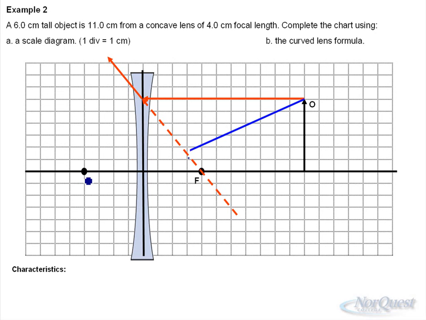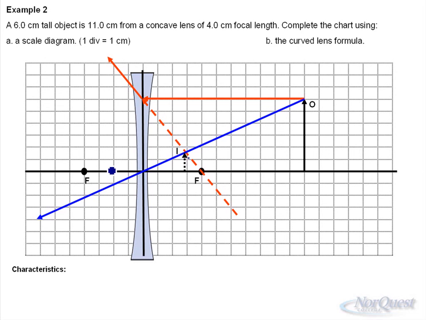The second line we draw again is right through the optical center because it passes undeflected, so no refraction in this case. And then now that I've got two rays, I can draw the image. Notice because one of those rays is dashed, the image is going to be dashed. This is going to be a virtual image in this case, not a real image.